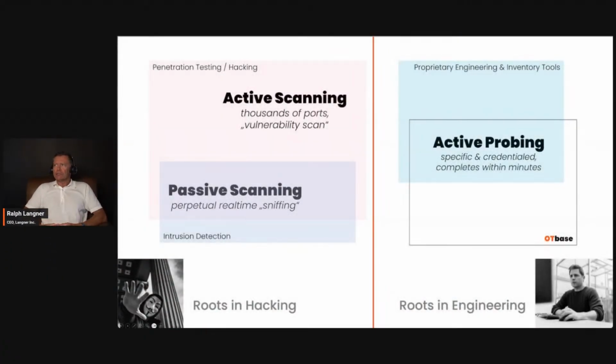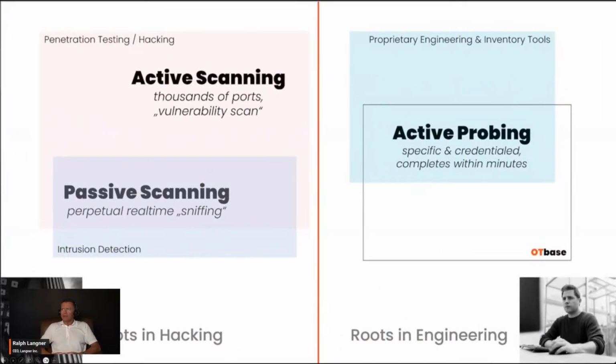So, having that said, there are basically three major techniques for OT asset discovery that are in use, and the three are active scanning, passive scanning, and active probing. We will go through the details of how they differ.